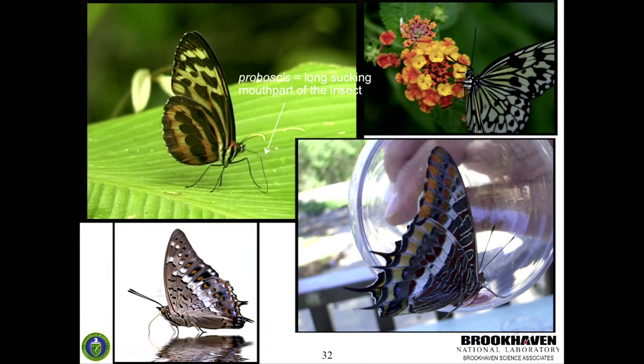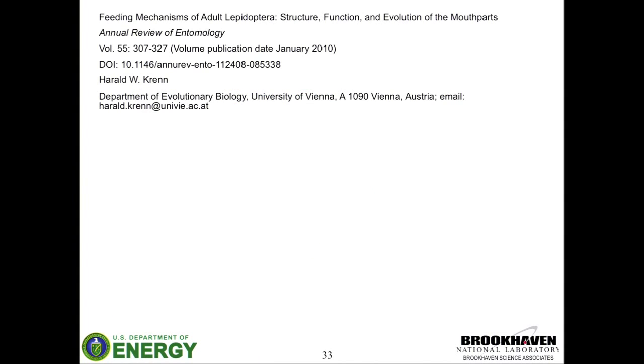And a term that you're going to hear is proboscis, and proboscis basically refers to this long sucking mouth part of the animal. Okay, so it's basically this long sucking mouth for the butterfly. All right, so what do we know about butterflies today? The world authority on this is Austrian, I suppose. His name is Harald Krenn.